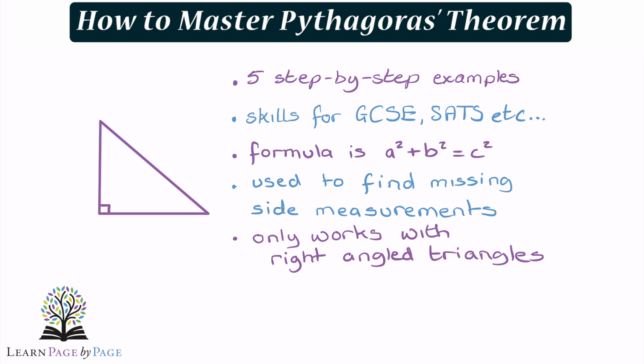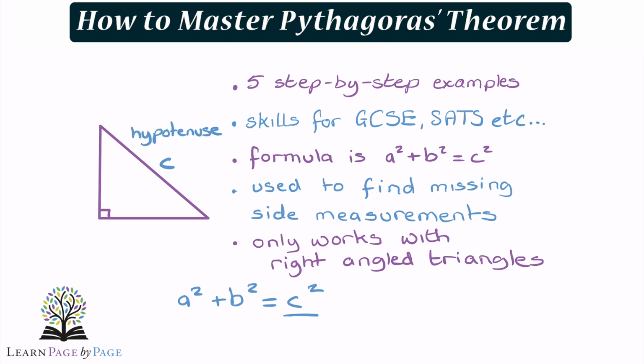Firstly, before we move on to any actual questions, let's look at this triangle and the formula. We know the formula is a squared plus b squared equals c squared. But what does that actually mean? Well, A, B and C are the letters that you will label your triangle sides with. C, this one here, is always the longest side, and the longest side in any right angle triangle is this long length here, which we call the hypotenuse.